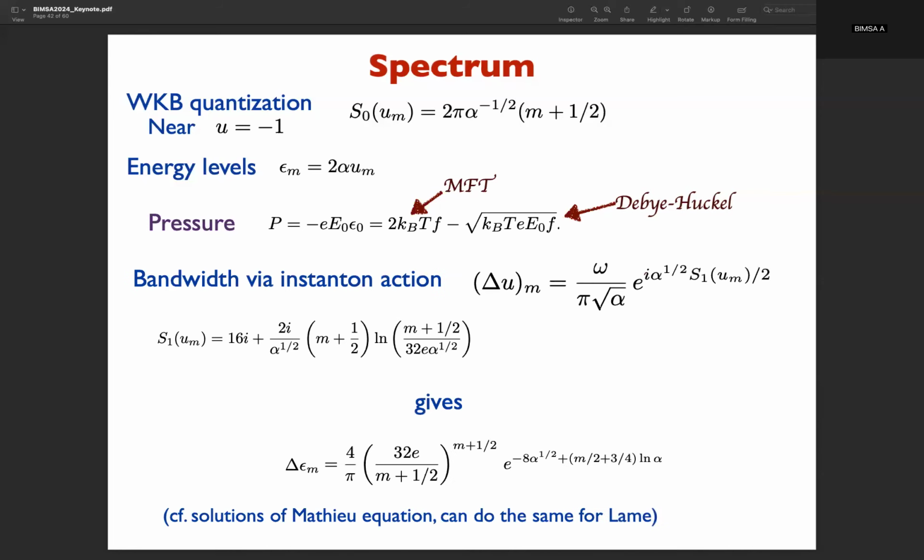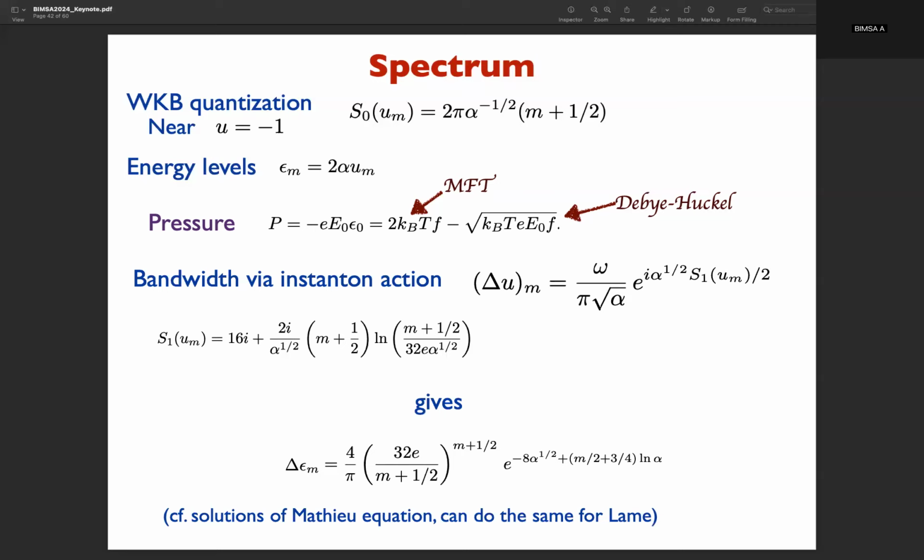Then, to find the bandwidth, we need to evaluate the instanton action. So it's the timeline trajectory in the graph, right? The bandwidth, delta U, is given by e to the instanton action, right? And again, a simple calculation shows that the value of the action is equal to this from the analysis that we just did, and then the bandwidth is equal to this formula.